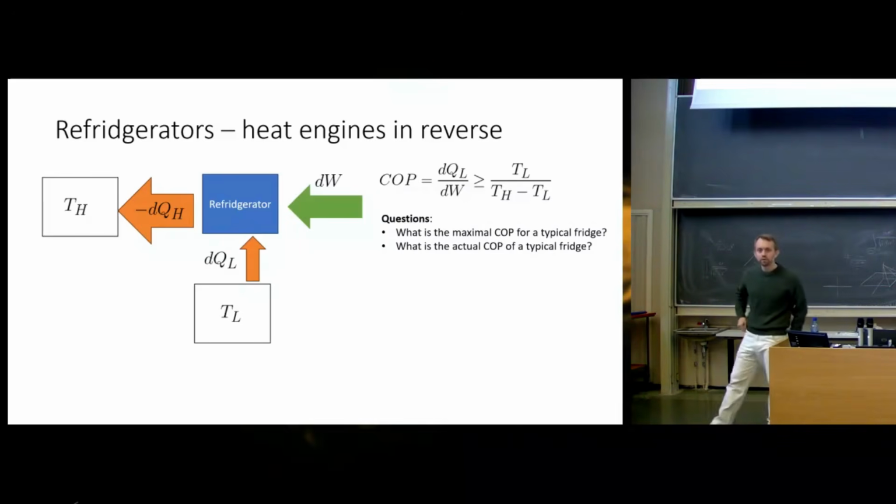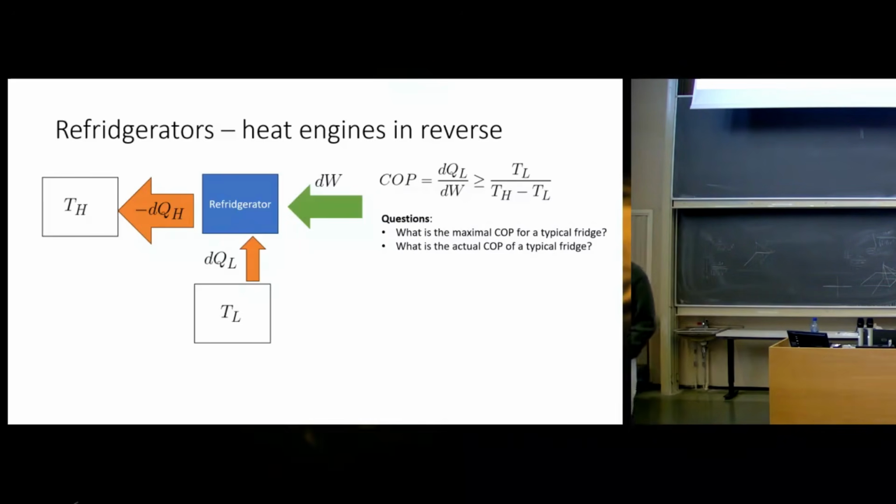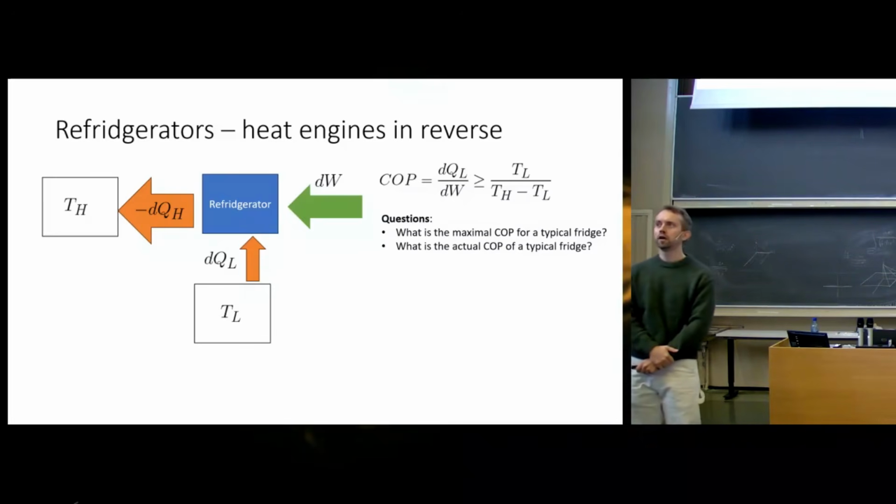What is the maximal COP for a typical fridge, and what is the actual COP of a typical fridge? Try to calculate those two things for me. 4 degrees Celsius here, 23 degrees here. 15. Okay? And it's correct. 15. Is it too high? What is the COP of an actual fridge?